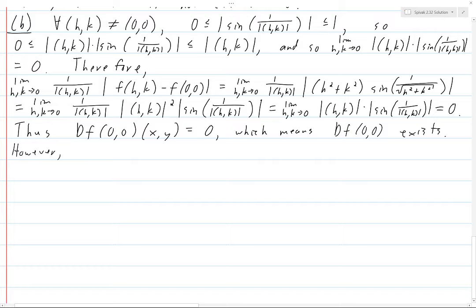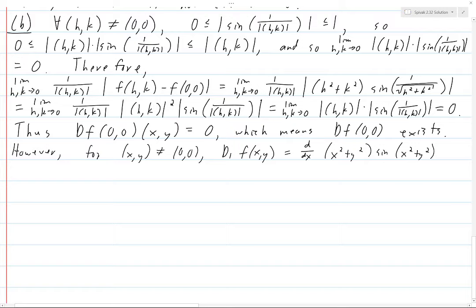However, if we choose any (x,y) which is not equal to the origin, then if we take d1f at (x,y), this is going to be the derivative with respect to x because it's d1. I've got x squared plus y squared times sine. Now, instead of 1 over the square root of x squared plus y squared, I'm just going to write sine of x squared plus y squared to the minus 1/2.